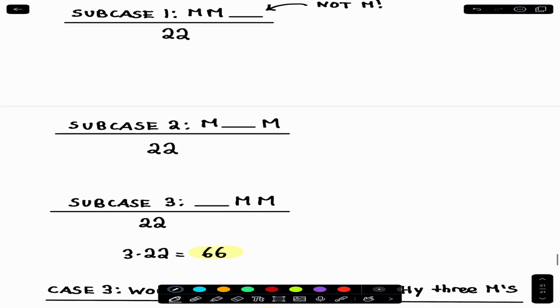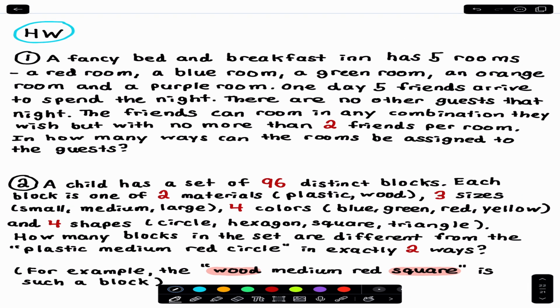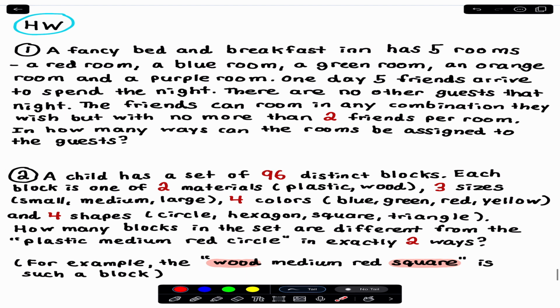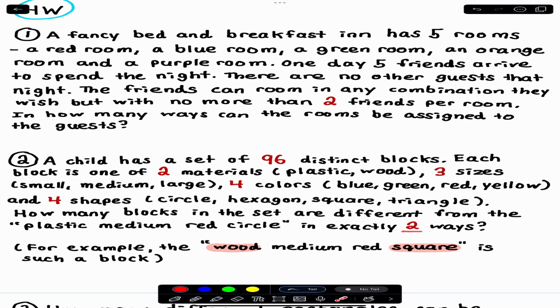So let's go back to the homework. Sorry, I'm scrolling a lot. Okay. So after you do all this reading, I would say my hint to you for number 1 is to break up your cases based on the number of rooms with 2 people. For question number 2, I would say to break up your cases based on the number of ways that the blocks can differ from each other in exactly 2 ways.